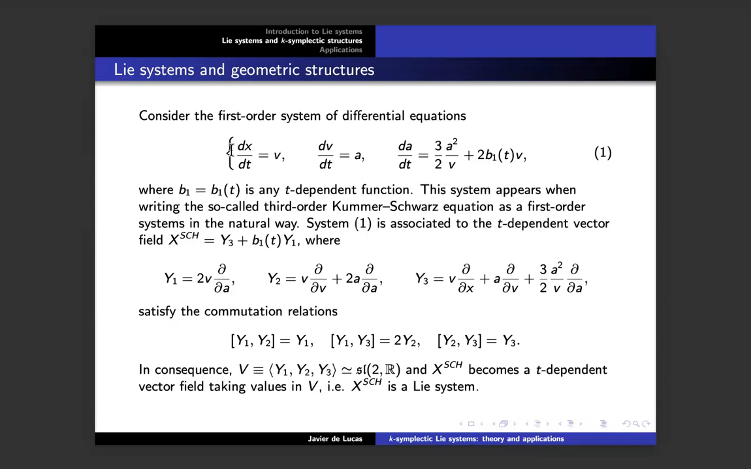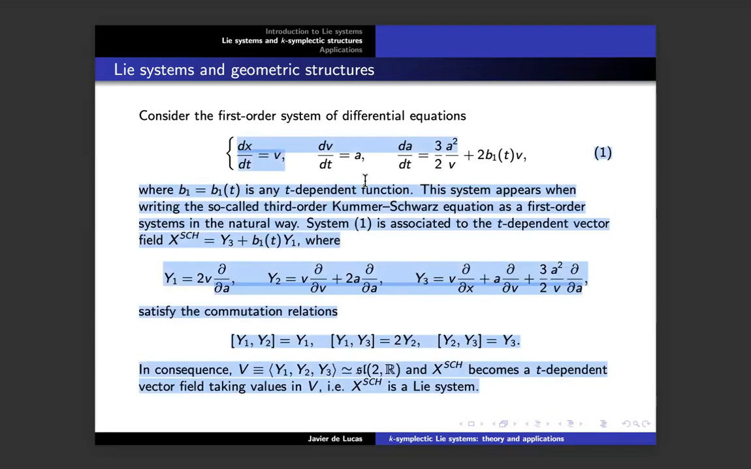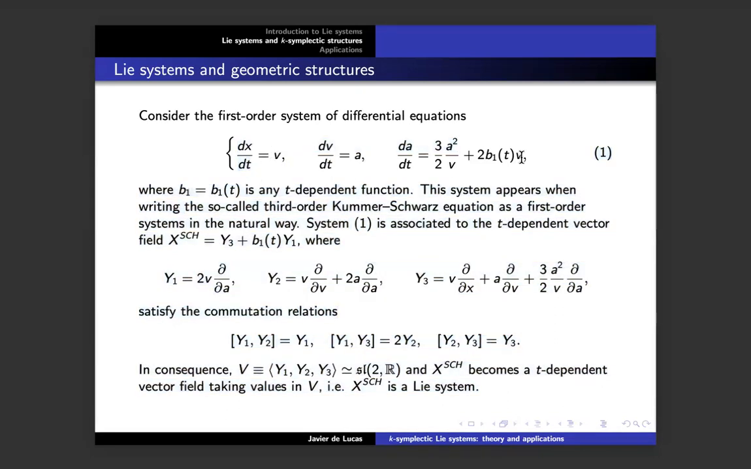So the thing is, if you write this, you will notice that the right-hand side can be written as a time-dependent vector field that will be a linear combination of these vector fields, Y1, Y2, Y3.